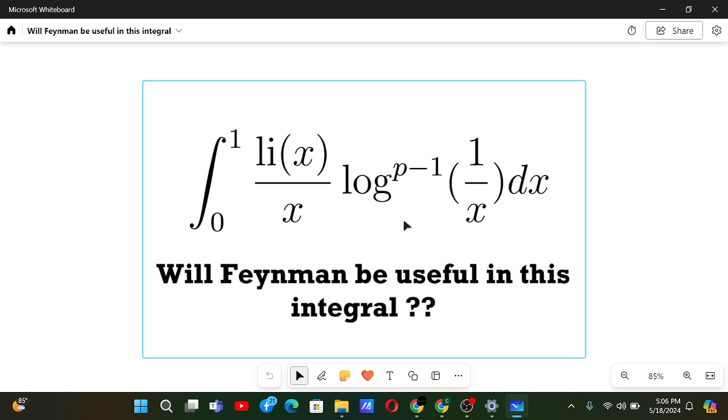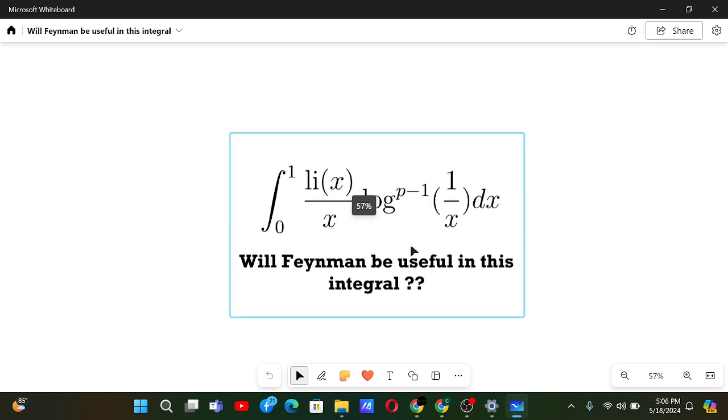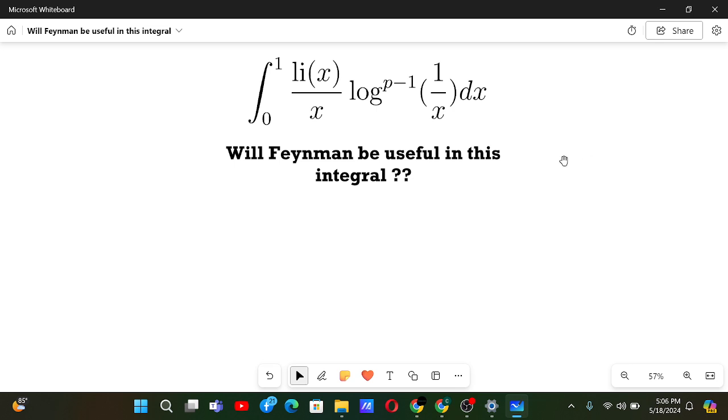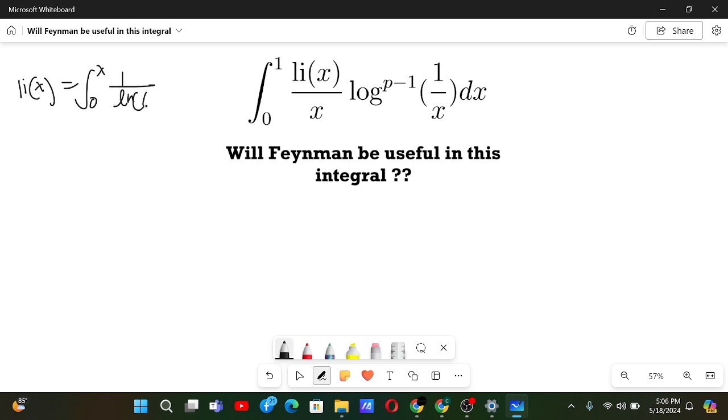Will Feynman be useful in this integral? Let's see. To use Feynman's technique, we use the most appropriate trick that we have been using for the logarithmic integral function. Firstly, let me introduce that function. It's just the integral from 0 to x of 1 by ln of t dt.